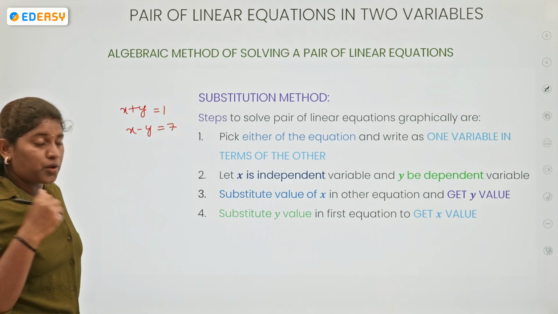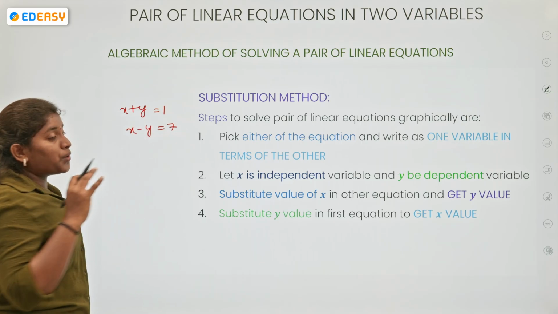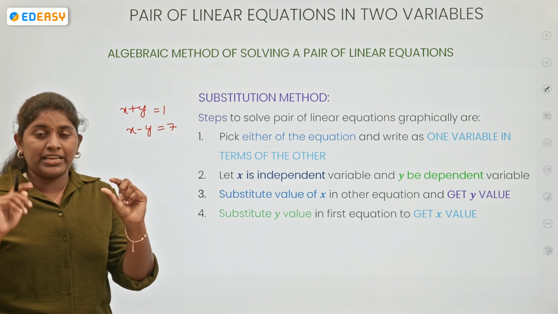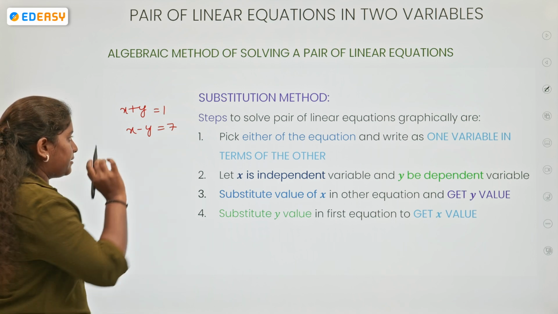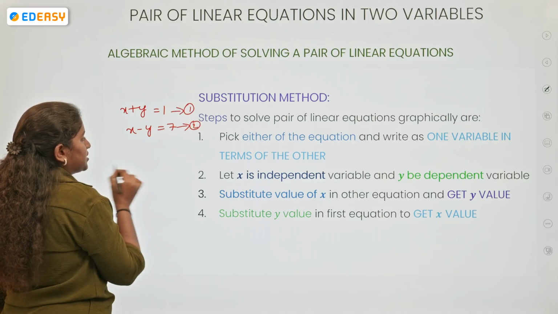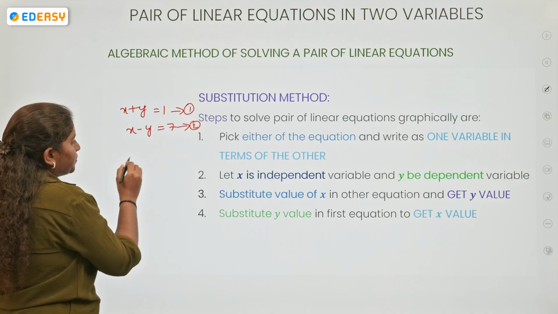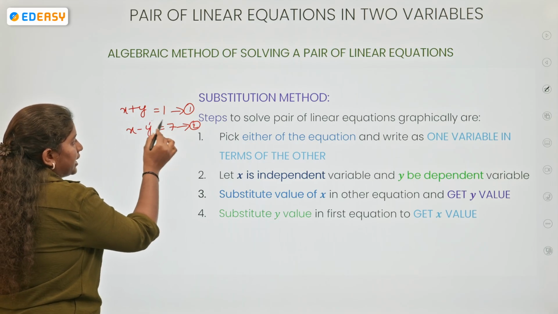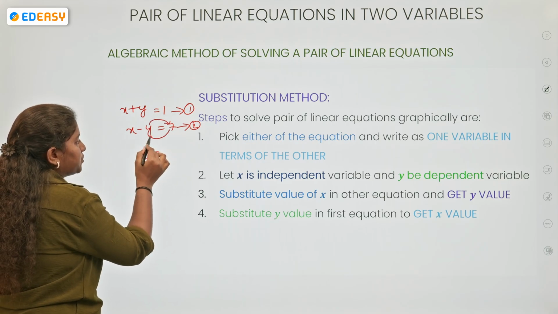Clear? Now, you are just going to write one variable in terms of the other variable, in either of your equations. This is your first equation and this is your second equation. I am taking the second equation and I am going to write y equals, taking minus y to the other side and 7 to this side.